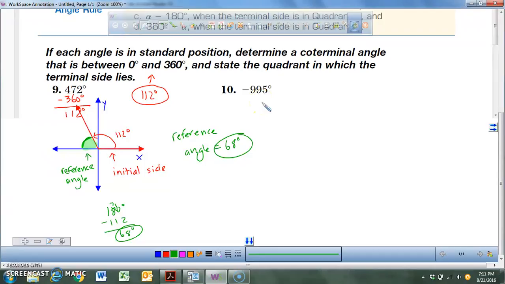Okay, so just remember, number 10 would be the exact same process, except instead of rotating counterclockwise, I would rotate clockwise, because that would be in the negative direction. So you can go and try that one on your own, and we'll do another problem here in just a second.